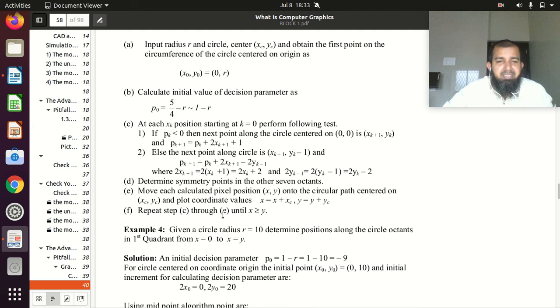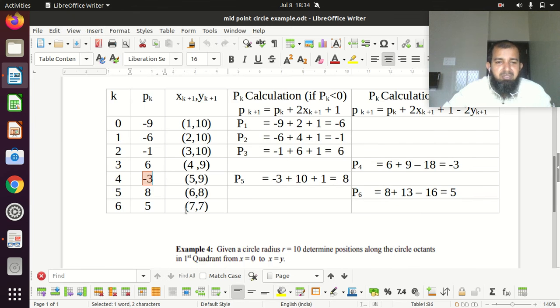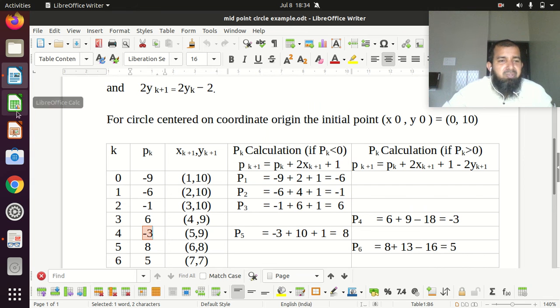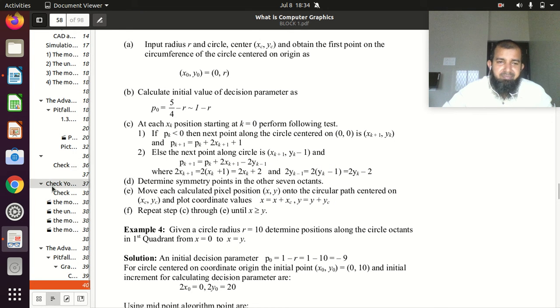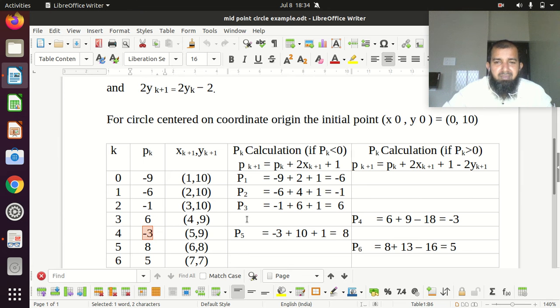Repeat steps c through e until x is greater than or equal to y. You have to repeat the steps until x is equal to y or x is greater than y. See for example here, x and y both are the same, then you have to stop, no more calculation. Clear? No? Okay, so this is the algorithm. Okay, we take an example.